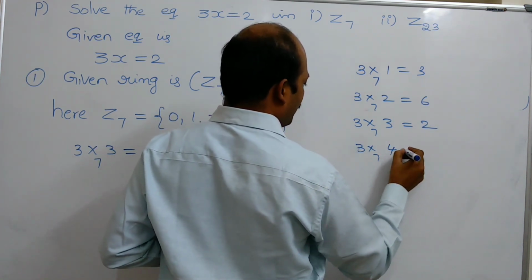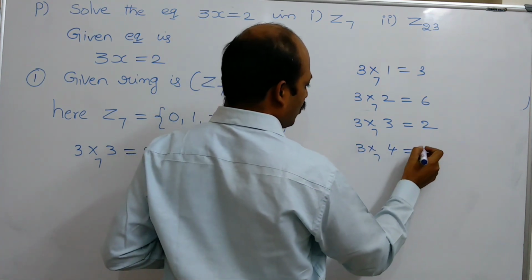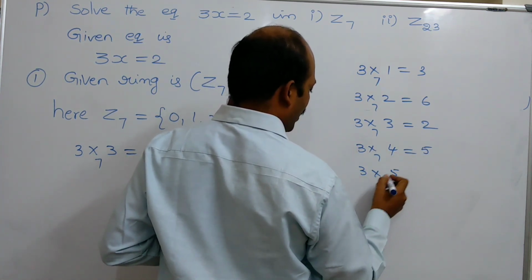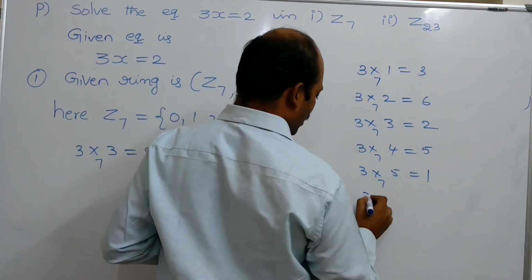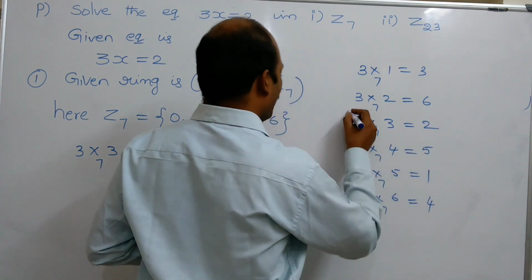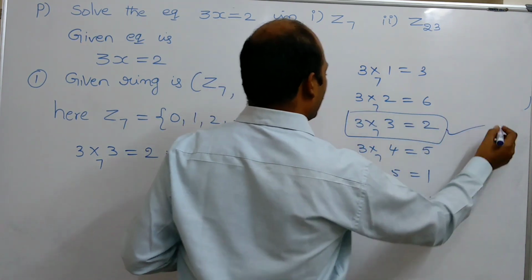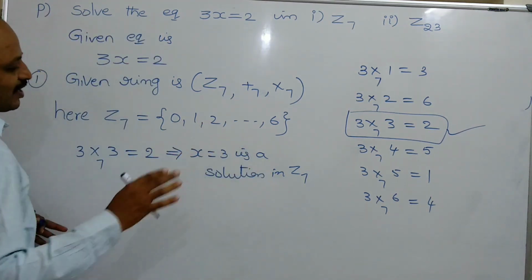3 into 4, multiplication modulo 7, 12. Actually, 7 ones are 7, you get 5. 3 into 5, multiplication modulo 7, 15. 7 twos are 14, 1. 3 into 6, multiplication modulo 7, 4. Where do you get 2? At 3. So x is equal to 3 is a solution in Z7.